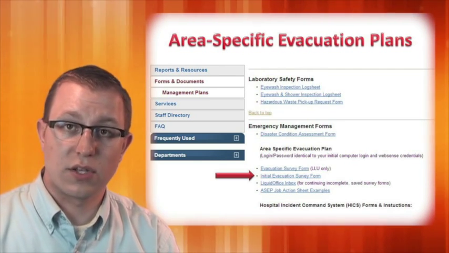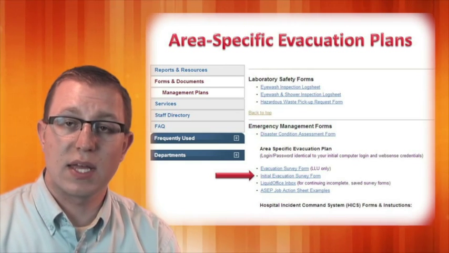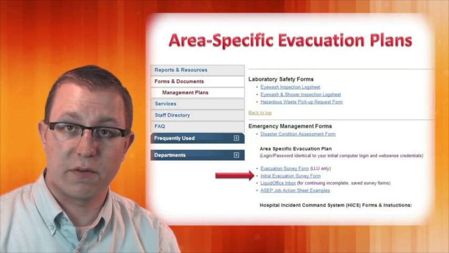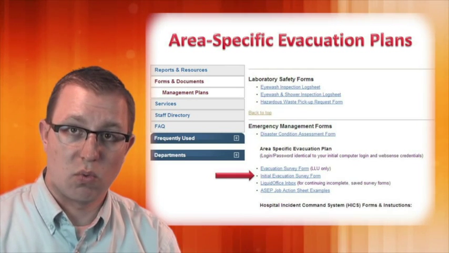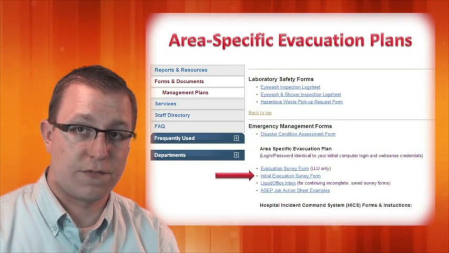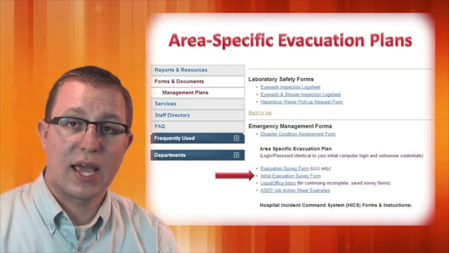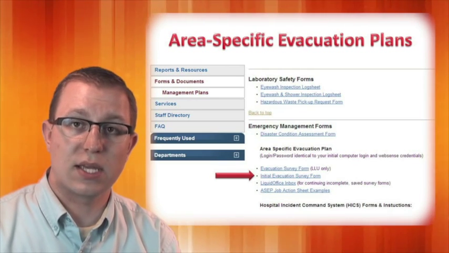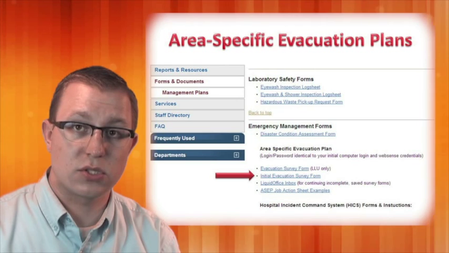You can click on the link called Initial Evacuation Survey Form, and that link will take you to a 4-page document where you fill out your important information, the necessary information. We get that information sent to us. We'll send it back to you in an official evacuation form. And once we have that, we're ready to go for training. You can train employees and actually perform mock evacuations during your drills.